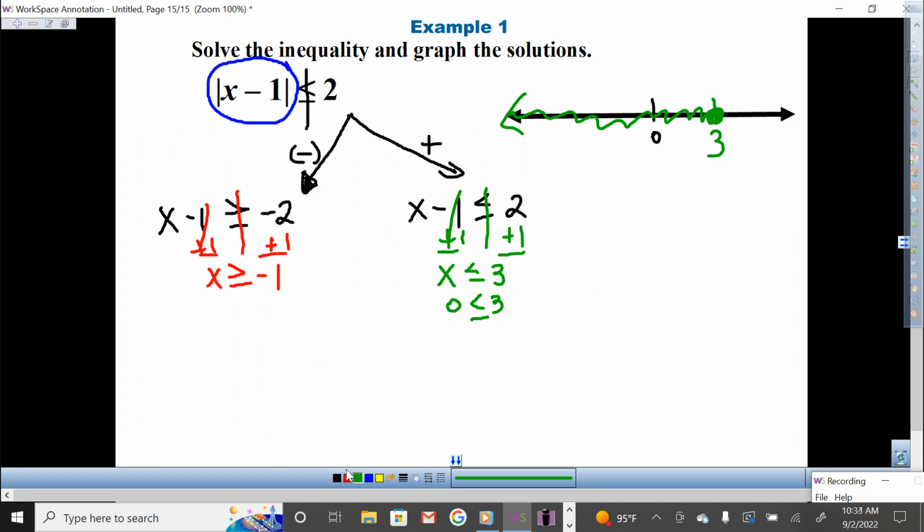Next, the other dividing point. The other dividing point is negative 1. Open or closed? Closed. I'm going to test 0 again. Is 0 greater than or equal to negative 1? Yes, so I'm going to shade towards the 0.